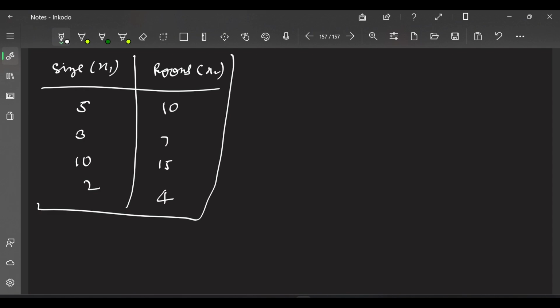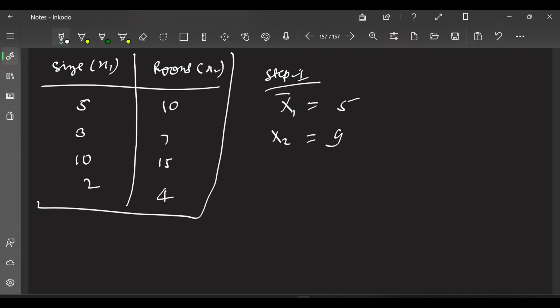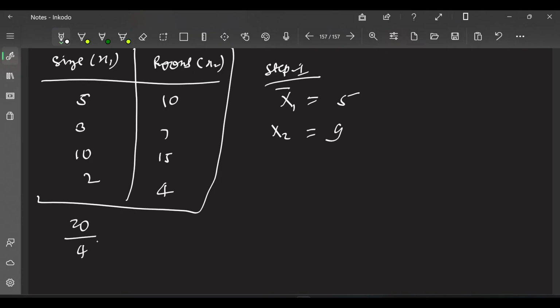So what do you have to do? In the first step, step 1, you have to calculate the mean. So x1 mean is equal to 5 and x2 mean is equal to 9. 5 plus 3 plus 10 plus 2 is 20, divided by 4 is equal to 5. For the other, 36 divided by 4 is equal to 9. Okay.